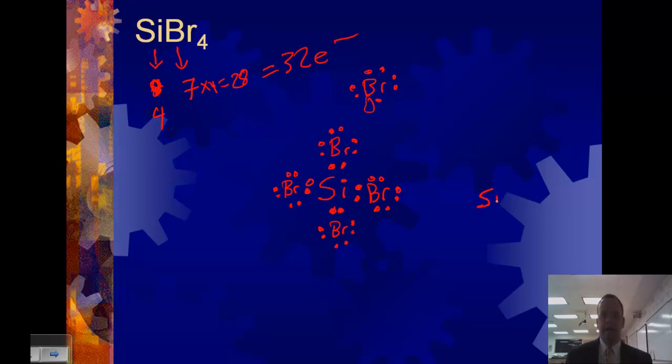You could also write this as Si with 4 lines. Bromines are on the outside, and each bromine's unpaired electrons, the electrons not involved in bonding, must be drawn. So either one of those is fine. You'll notice silicon has 8. Each bromine has 8.